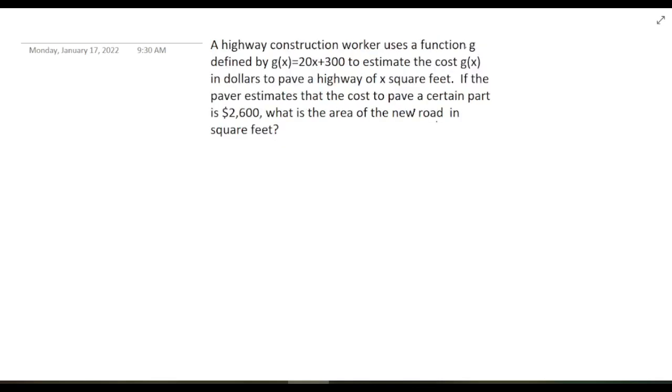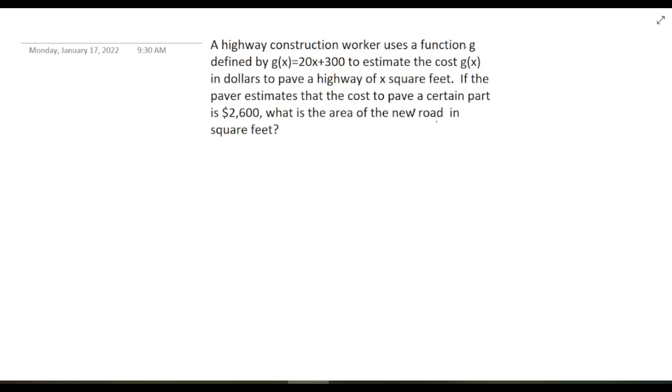Okay, a highway construction worker uses a function g defined by g of x equals 20x plus 300 to estimate the cost g of x in dollars to pave a highway of x square feet. If the paver estimates that the cost to pave a certain part is 2,600, what is the area of the new road in square feet?